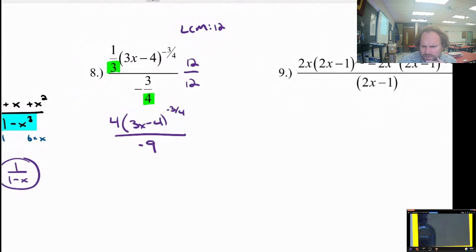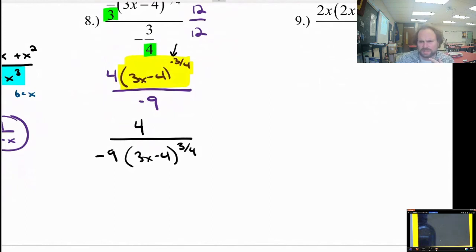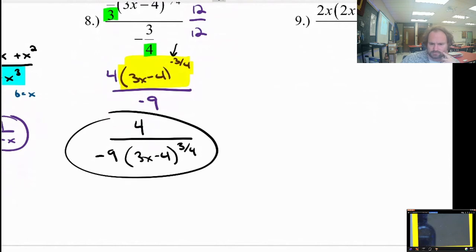I don't really think there's much more we can do with this other than take this entire yellow chunk of the problem and move it all to the bottom of the fraction and deal with this negative exponent that's right there. So we are going to have 4 on top. I believe that's the only thing we're going to have on the top of the fraction. Negative 9 will be out in front, and we'll have 3x minus 4 to the positive 3/4 power. I don't think we can do anything else with this. I mean, the 3 and 4 will not be perfect fourth roots, and you get raised to the third power, but I don't think that would make it any more or less complicated. That's it. I like that answer.